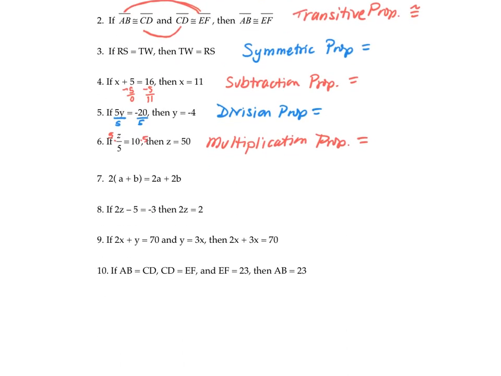All right, and number 7, we have 2 times the quantity a plus b. That leaves us with 2a plus 2b. We know that as the distributive property. What's outside the parentheses gets multiplied by everything inside. And if you didn't look at my notes online or you didn't hear me say this in class, you want to add this to the list.